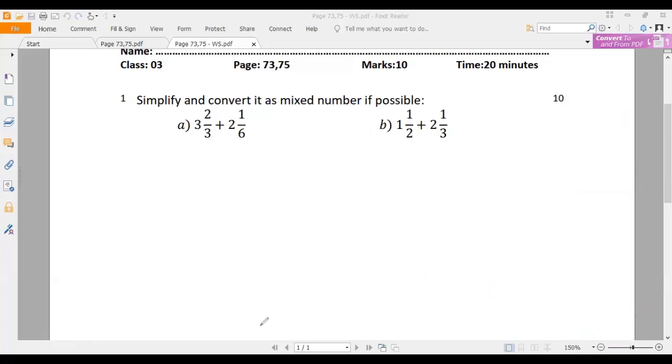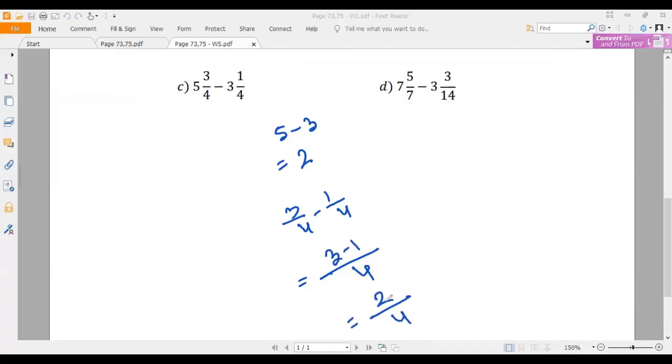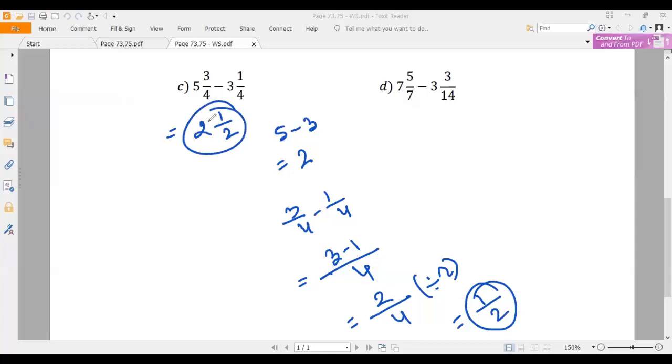Now next problem. 5 whole 3 by 4 minus 3 whole 1 by 4. Okay, that is very simple. Just subtract the whole numbers. 5 minus 3, that will be 2. Then 3 by 4 minus 1 by 4. So the fractions are like fractions, so just subtract the numerators. 3 minus 1. What is 3 minus 1? That will be 2. 2 by 4. Now you can convert it into the lowest term. How? By dividing by 2. So 2 1s are 2, 2 twos are 4. So our final answer should be 2 whole 1 by 2.